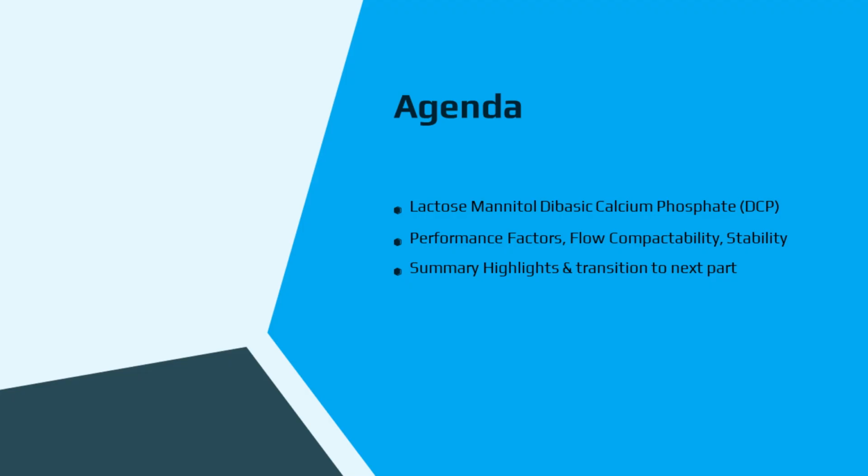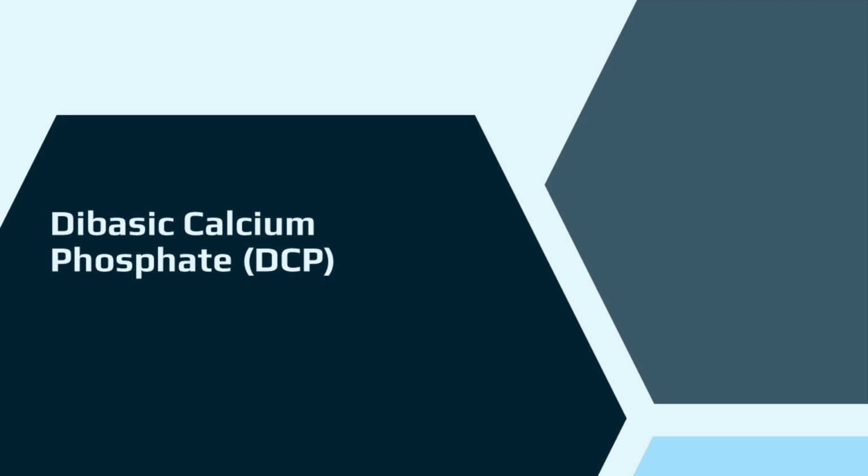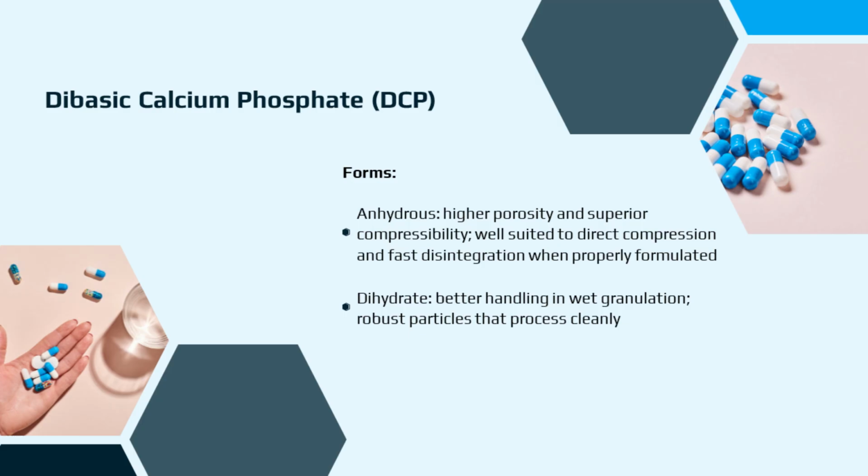to the next section. Next, we move to another widely used inorganic diluent, dibasic calcium phosphate, commonly known as DCP. It's a cost-effective, stable, and free-flowing excipient frequently used in both pharmaceutical and nutraceutical tablet formulations. Dibasic calcium phosphate, or DCP, is available in two primary forms, anhydrous and dihydrate, each with distinct processing characteristics.